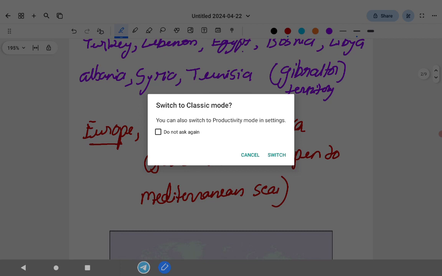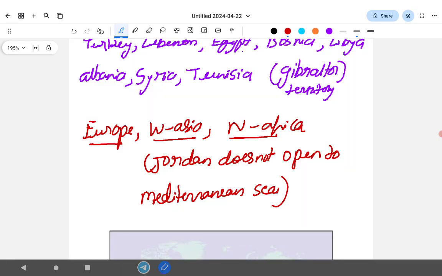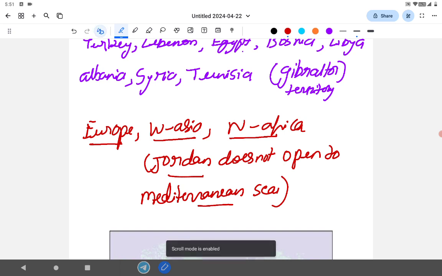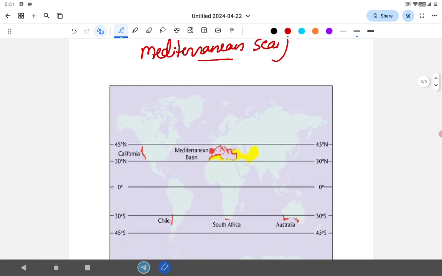But the very important point is that Jordan doesn't open to the Mediterranean Sea. On the west of Jordan, there is Israel. So Jordan doesn't directly open to the Mediterranean Sea. That's important to remember. And remember the 22 countries and the territory of Gibraltar. Let's go to the Mediterranean climate now.